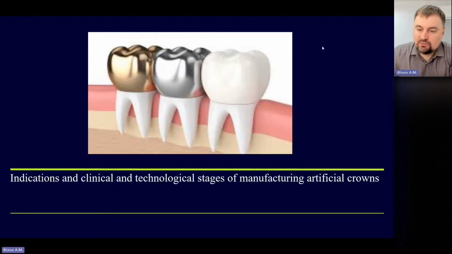So, dear students, we have to start. And today we're going to talk about artificial crowns in prosthodontics, what the difference is between crowns, which kinds of crowns prosthodontics are using nowadays, how to create them, how to use them, and what the differences between all of them are.